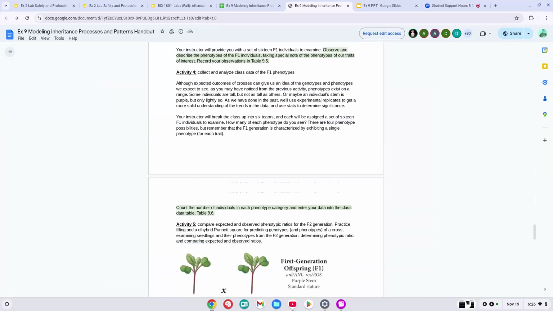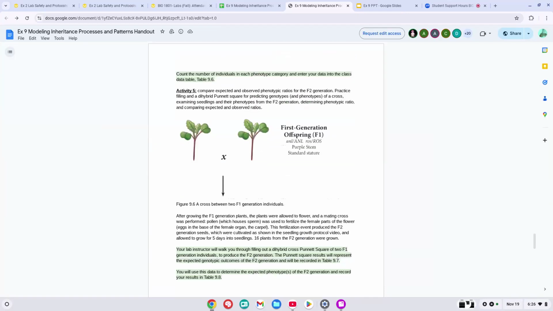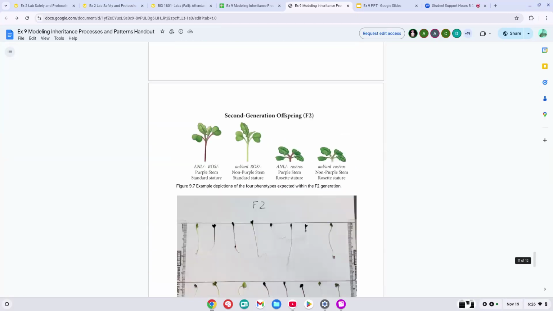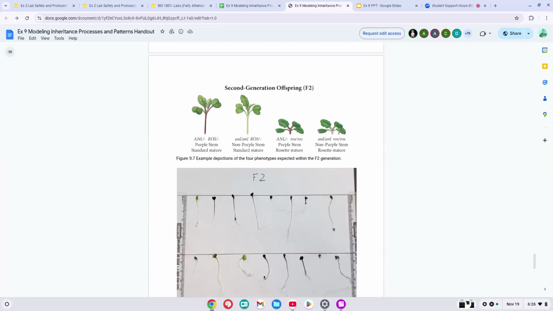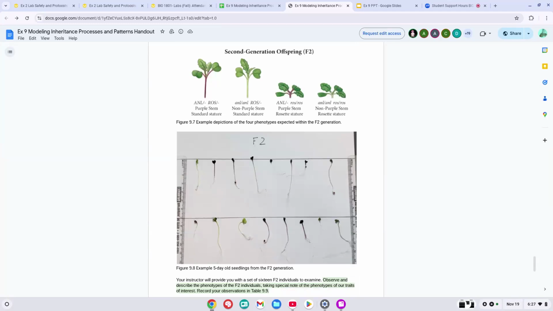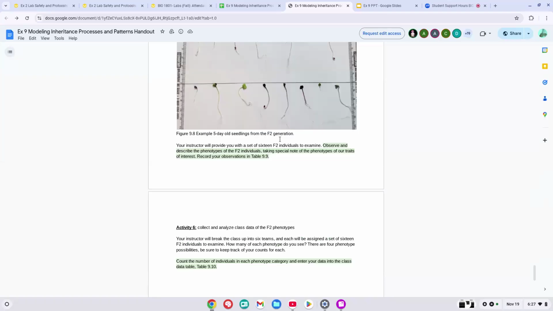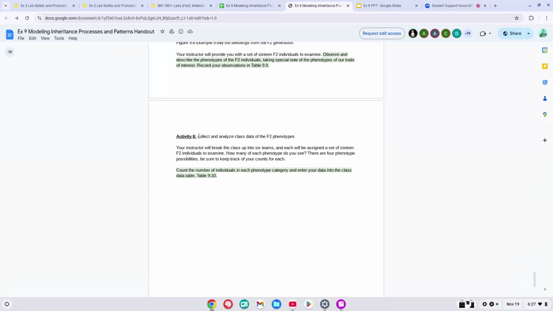And then in activity 4, we'll collect and analyze the data of the F1 phenotypes, right? And again, they may have this heterozygous genotype, and then we'll cross them and look at those offspring. And we'll have different characteristics coming back out. Again, those recessive genes coming back out, rearing their heads again. And then we'll see differentiation. And then in activity 6, we'll collect and analyze all of the data for the class F2 phenotypes. So you can see that visually here.